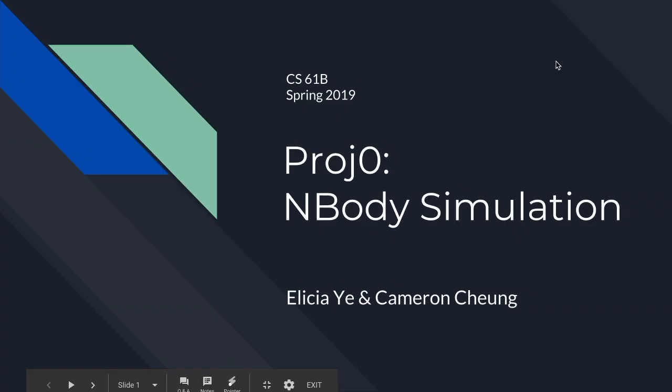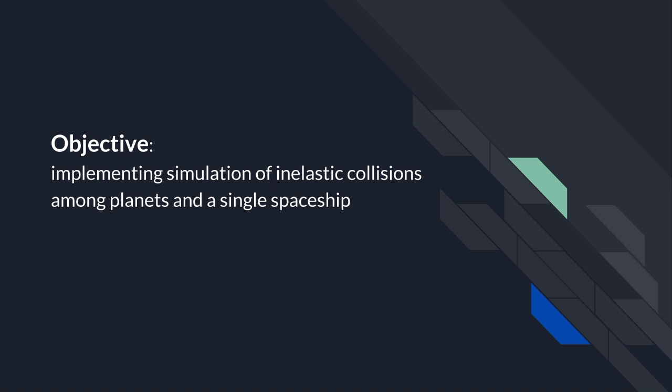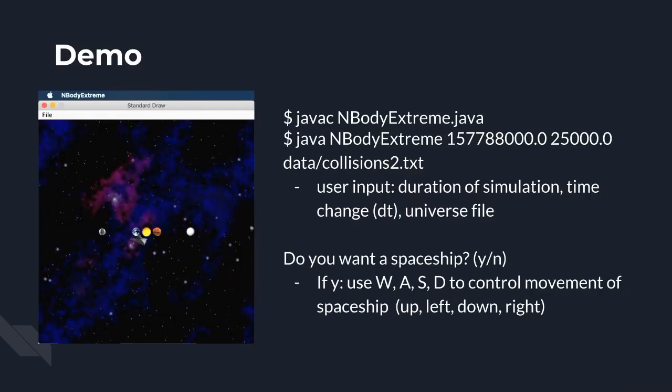Hey everyone, this is Alicia, and this is me and my partner Cameron's CS61B Project 0, N-Body Simulator. In addition to implementing the original simulation of the movement of planets in a universe, we have set out to implement a simulation of inelastic collisions among planets and a single spaceship, which will be treated as another planet.